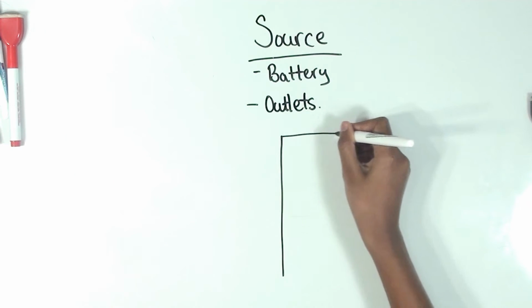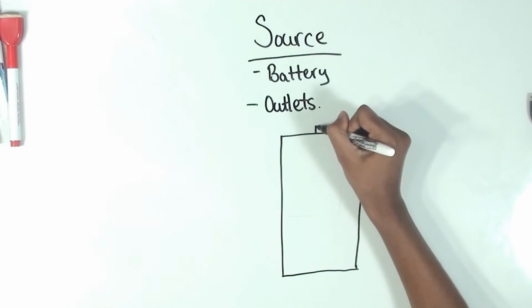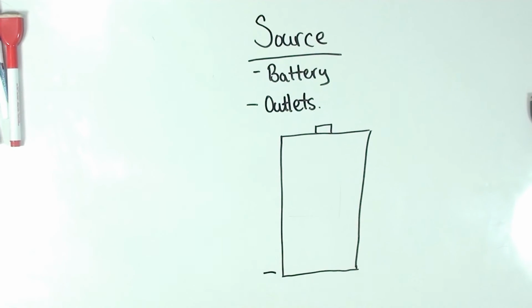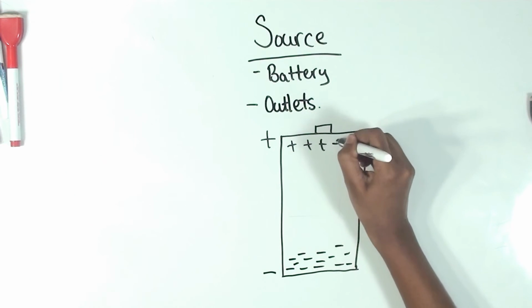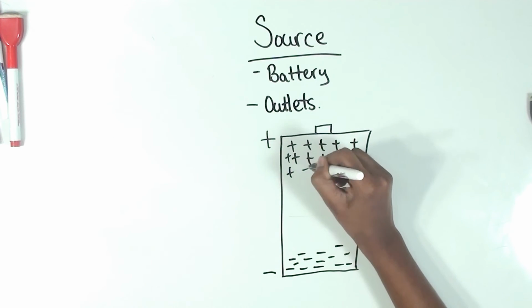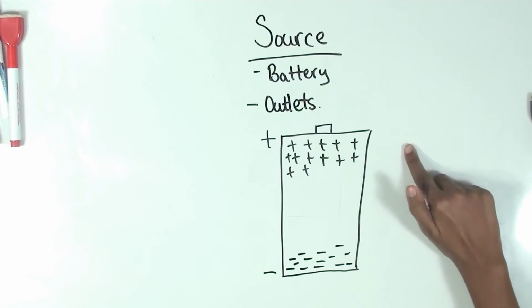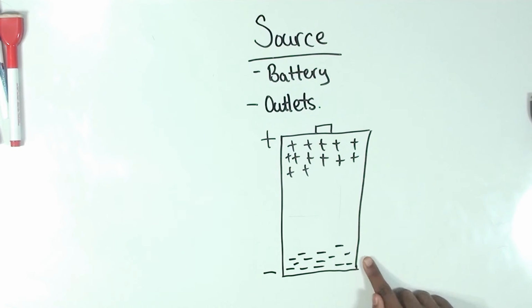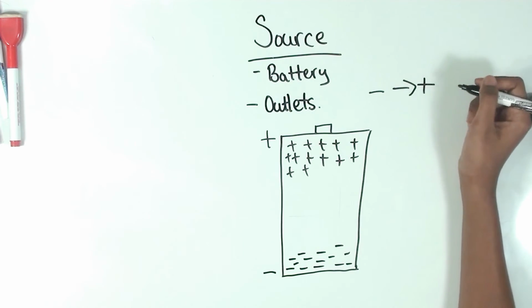So let's say here we have our battery. We know that this side is negatively charged and this side is positively charged. So here we have an excess amount of electrons. And here we have many protons in the absence of electrons. So when current flows, does it flow from the negative to the positive side or from the positive to the negative side? Well, current actually flows from the negative to the positive side.